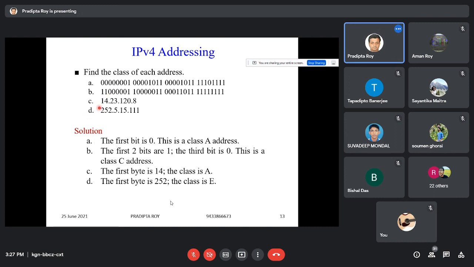Now, question C. It is a class A address again, because the first byte value is 14 and that is within the range of 0 to 127. That means it is a class A address. And number D, it is a class E address because the first byte value is 252. So anything beyond 240 is an example of a class E address.